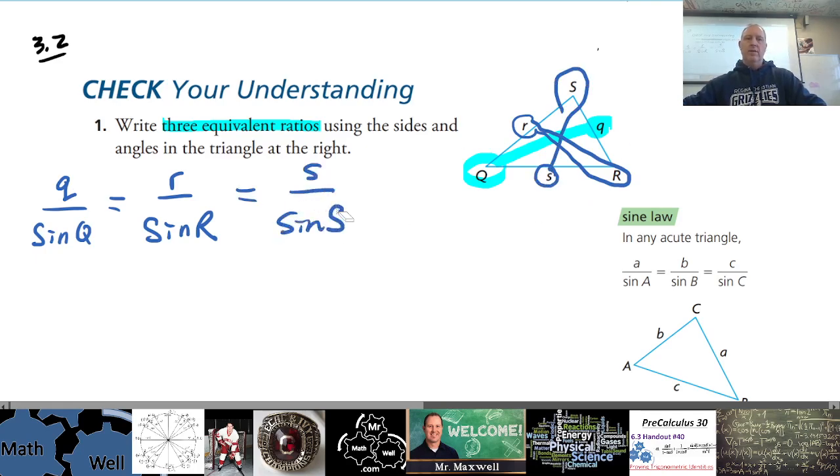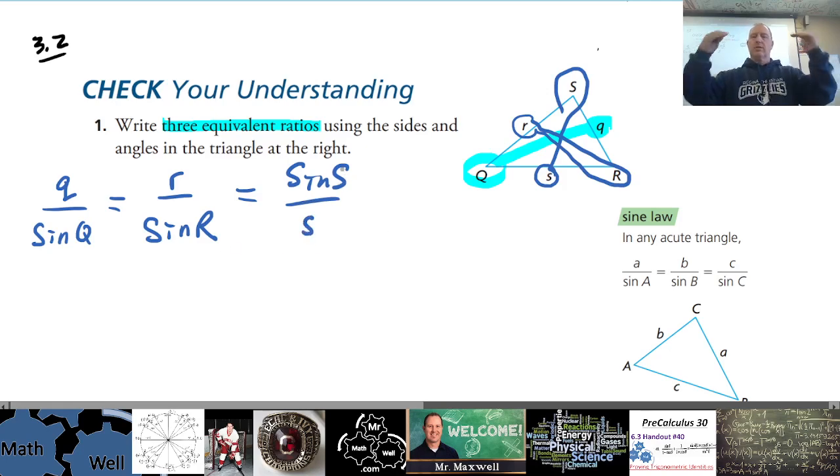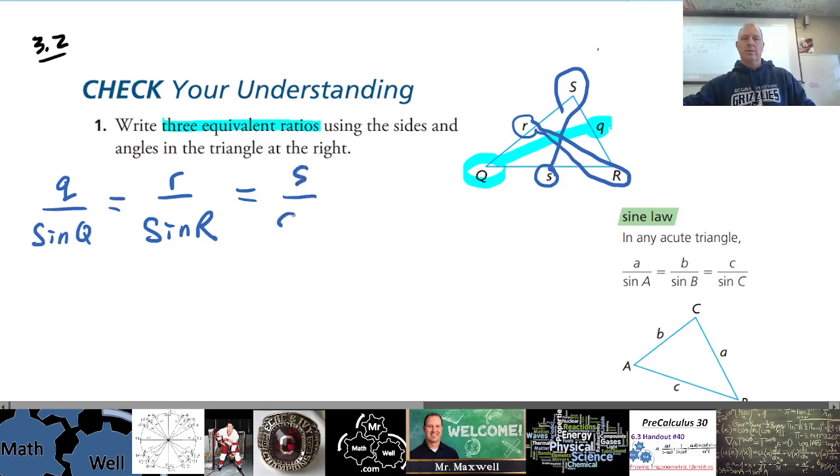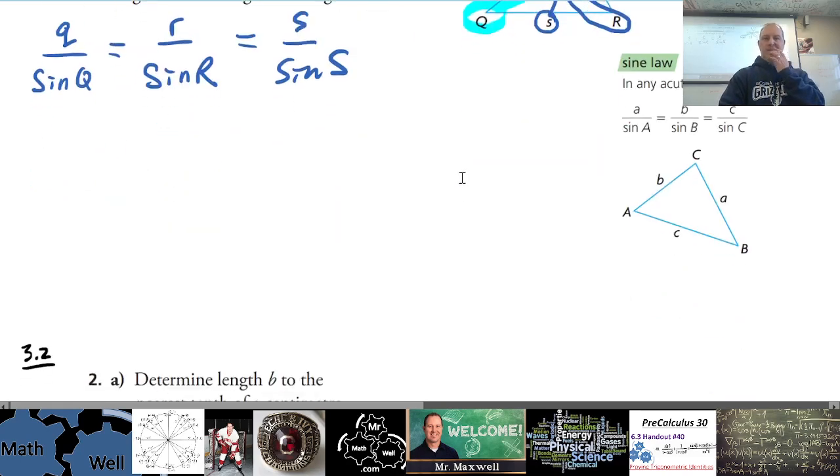Okay. Now the only thing you can't do is you can't all of a sudden switch one of these around and do this. Okay. This is what you can't do. That's not good. You have to keep the side length on top for all 3 or the side length on the bottom for all 3. You can't mix them up. Okay. Oops. Sine S. There we go. Okay. All right.